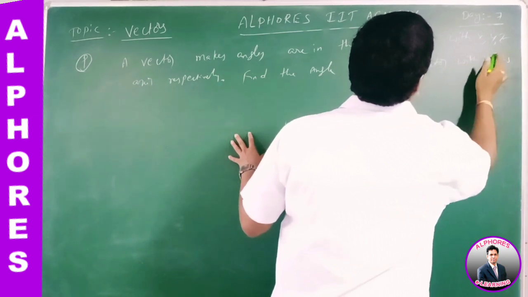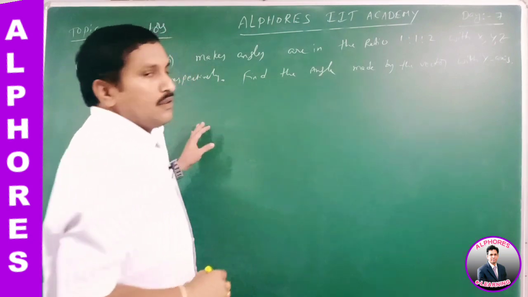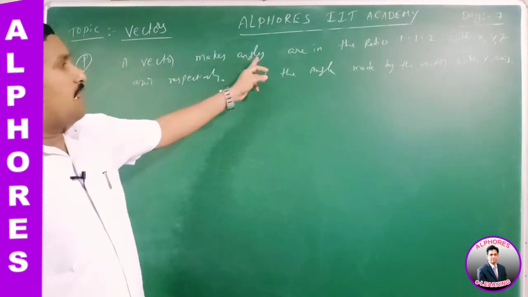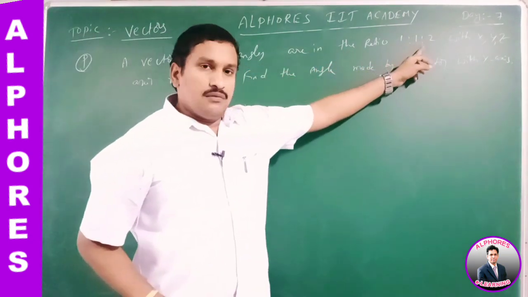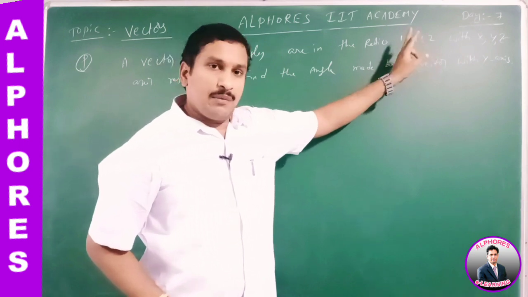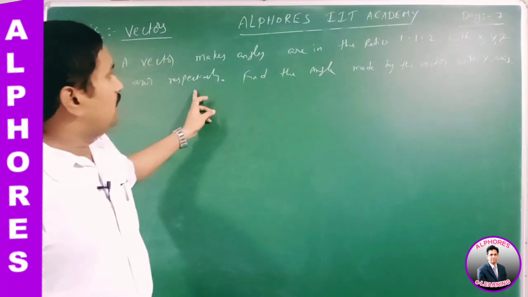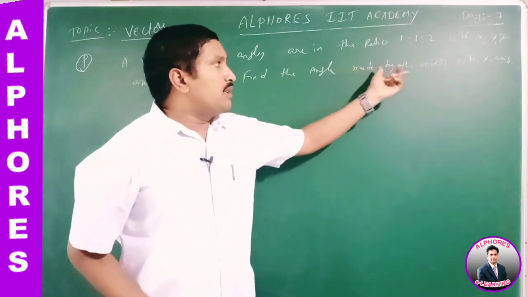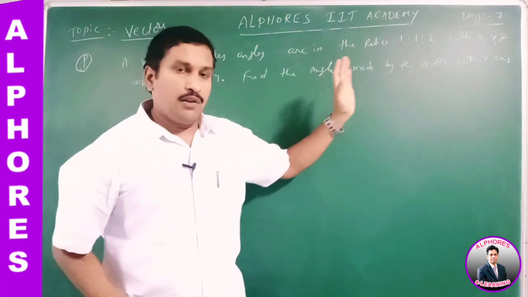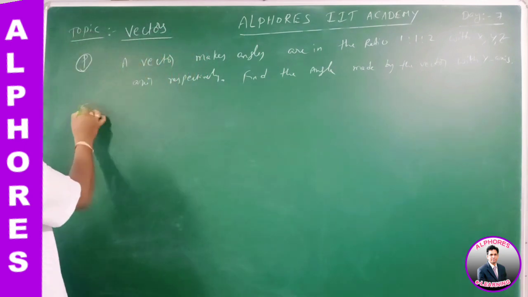So this is the given question, and this is also an important question. A vector makes angles in the ratio 1:1:2. Here I am not giving any angles, just the ratios only, meaning 1:1:2 with the x, y, z axis respectively. Now I have to find the angle made by the vector with the y axis. Okay, how to find this one? Please listen, all of you.